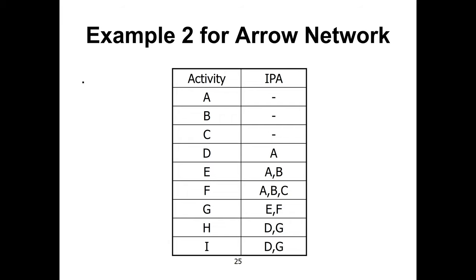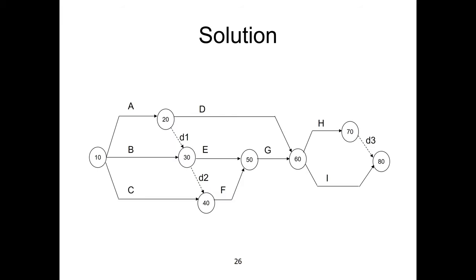So if we have this list of activities, then we can draw the network diagram. In the previous list there are three activities A, B, C, so they are the starting activities. So from the same node, the three activities A, B and C are going to start. Then D will start after A. So when A is complete, we put activity D. Then activity E will start when A and B are complete.